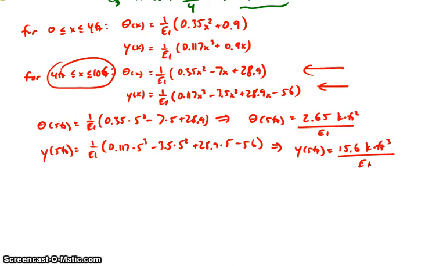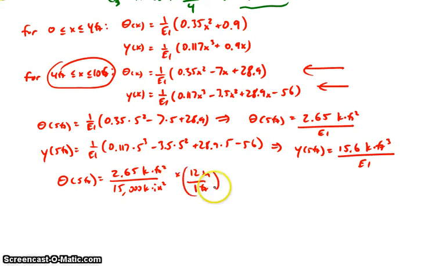Since EI was actually given in this problem, if you go back to the very beginning, it says EI is 15,000 kip inches squared. Let's go through and actually solve for a final number. So rotation at 5 feet is equal to 2.65 kip feet squared divided by 15,000 kip inches squared.